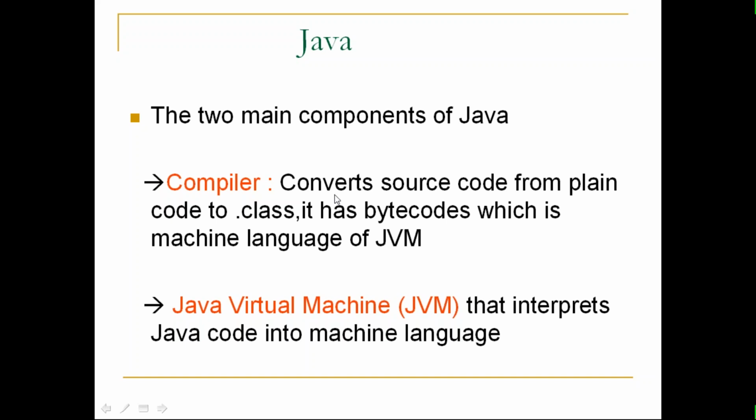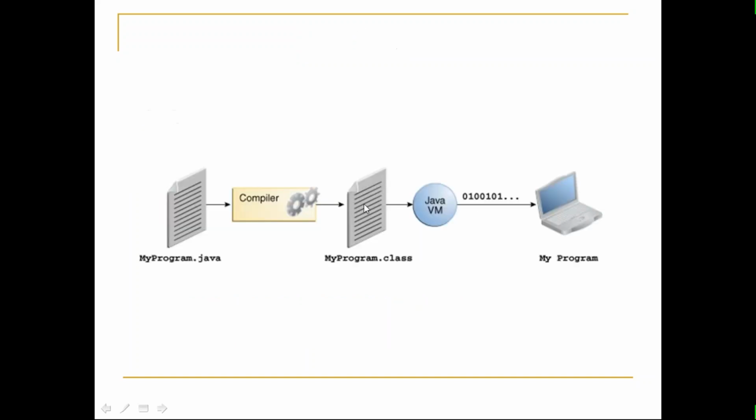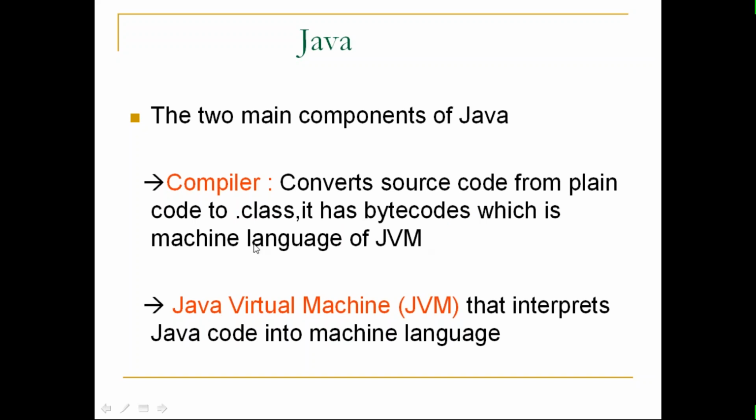See, the compiler converts our source code from plain code to a .class file. We write the first code in a .java file, and when you compile it, the compiler creates a .class file, and this .class file will have bytecodes, which is the machine language of the JVM. The bytecode is understood by the Java Virtual Machine.